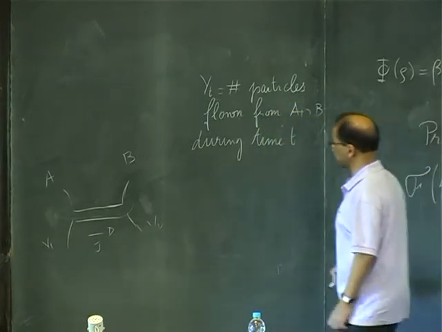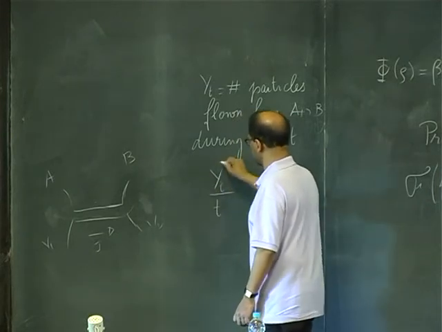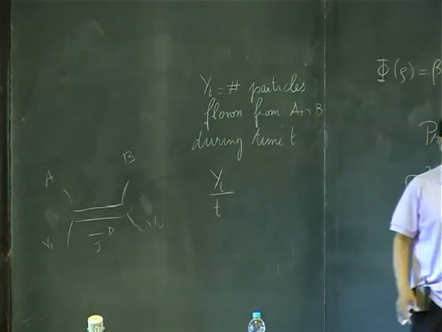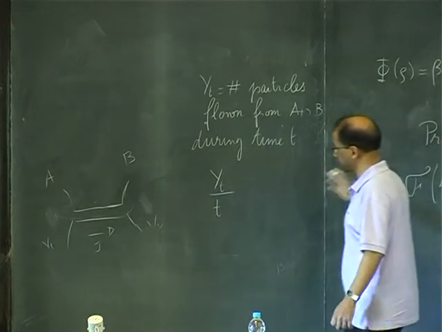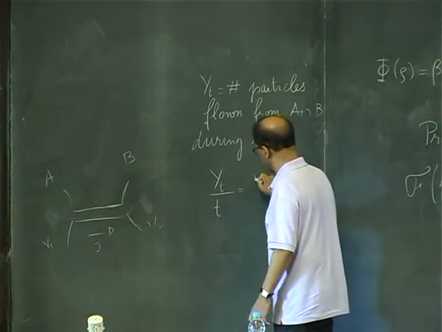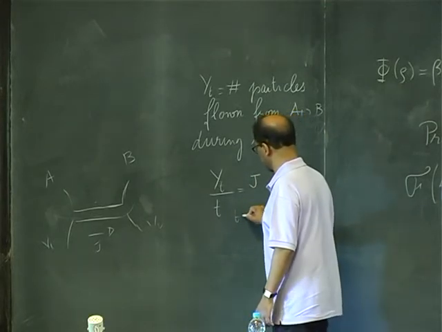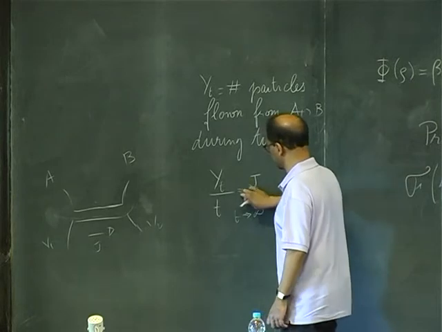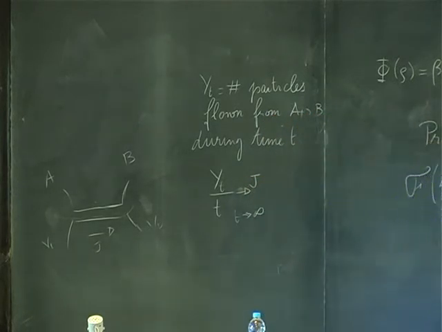So what can you say, again, naively, physically, if I divide this total number per time? This will give me the typical current, the average current, like before we had the average speed. So this will be the typical current, okay, in the large time limit. This will converge to the typical current. And what do you know about this typical current?